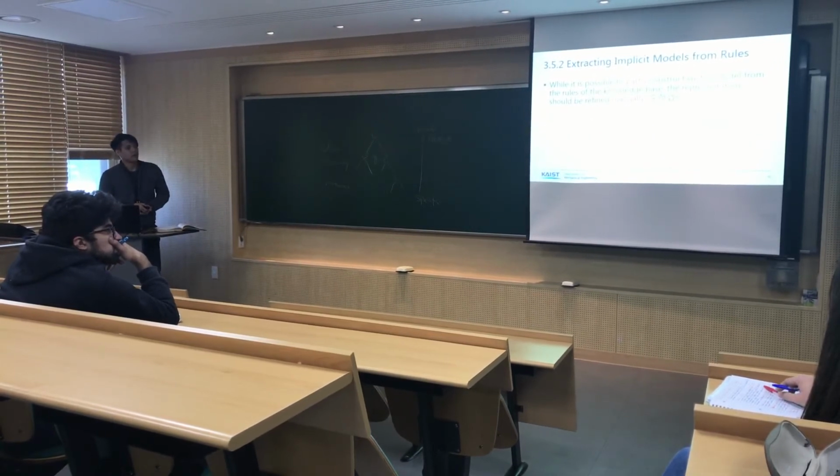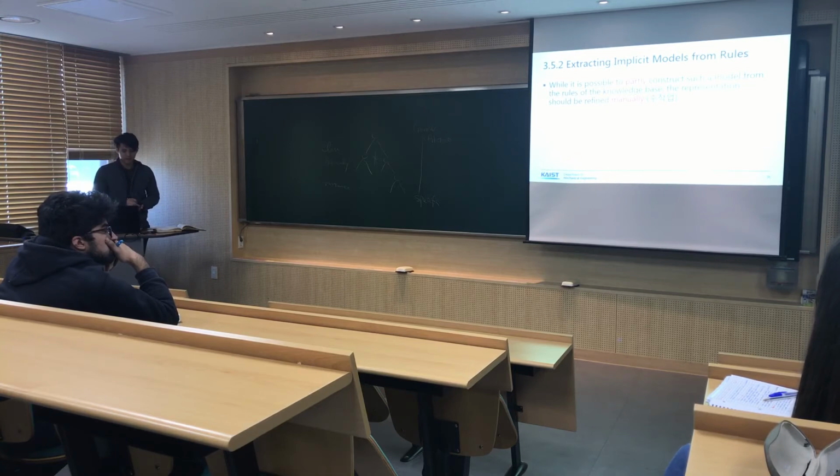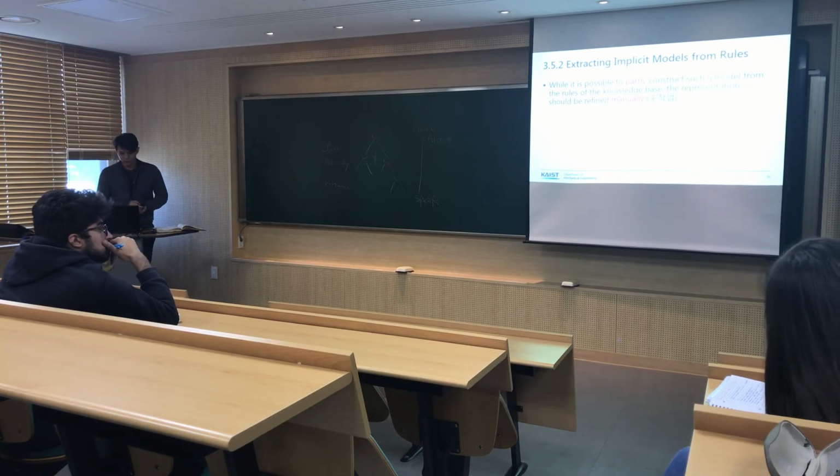And the limitation is that we can only partly construct a model from these rules, and because there's no specific definition, these processes need to be done manually, which is the limitation and disadvantage of extracting implicit models from rules.